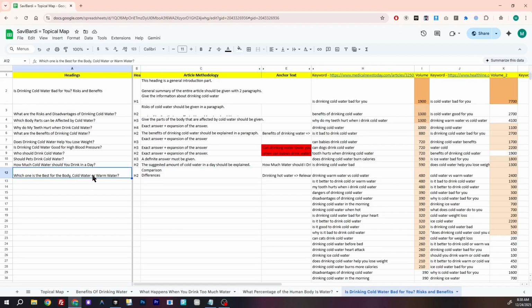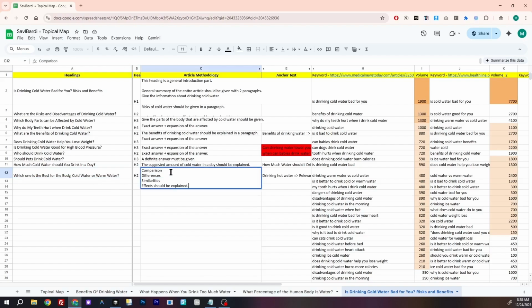In the last question, we give some criteria. The comparison also reflects this question, who should drink cold water, because in this context we compare who drinks cold water in which factor or in what certain specific condition, and who drinks warm water and who does not drink both in some specific conditions. First we give the comparison, then differences, then similarities, and the effects that should be explained.